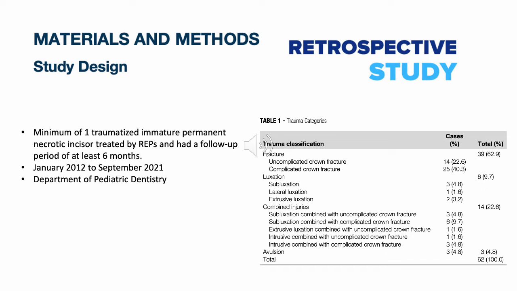As we can see here in Table 1, 39 patients in this study experienced a fracture injury, 6 patients experienced luxation injury, 14 patients experienced combined injury, and 3 patients experienced avulsion.